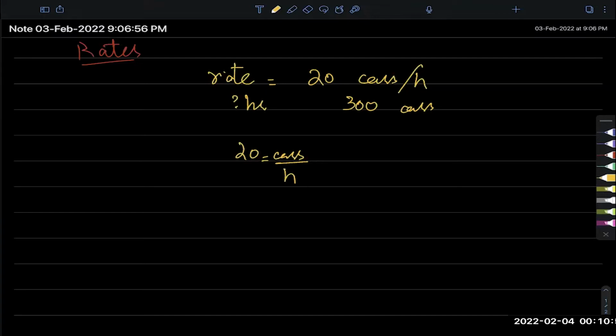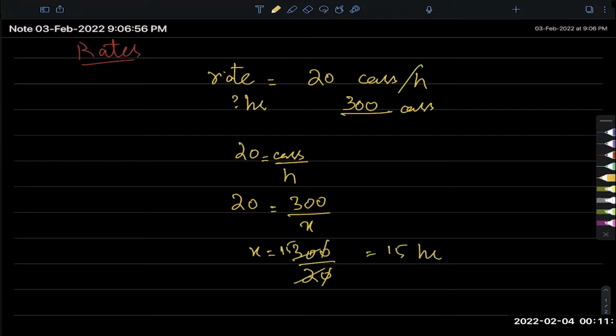So how many cars do I have? 300. How many hours? I don't know. So 20 equals 300 over x. X equals 300 over 20. That gives me 15. 15 hours. There you go. Let's try another one.